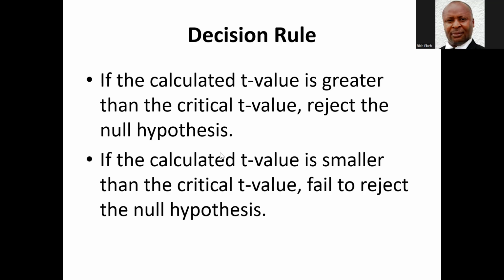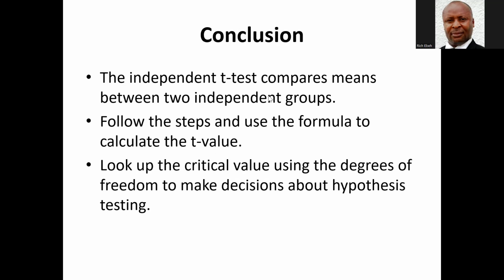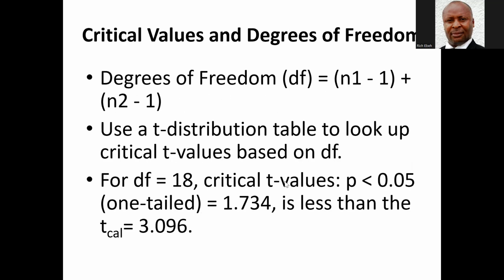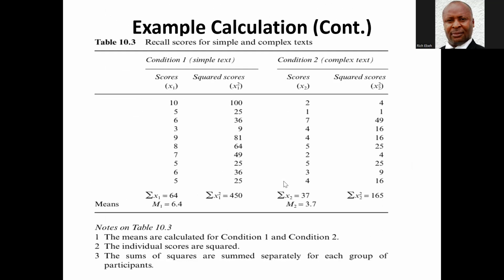So in summary, in conclusion, the independent t-test compares means between two independent groups. You have to follow the steps that we did now to be able to obtain the t value. And then you look up the critical value from the table using the degree of freedom. After calculating, you go to the table and then you interpret your result. Like we found out that there is a significant difference because our calculated T is greater than our critical T.